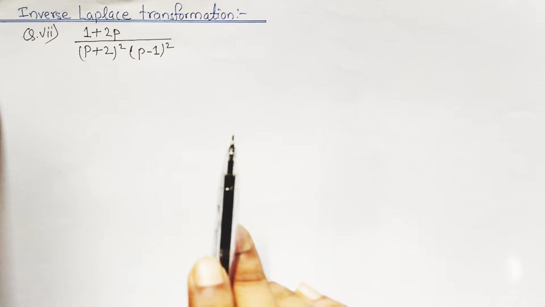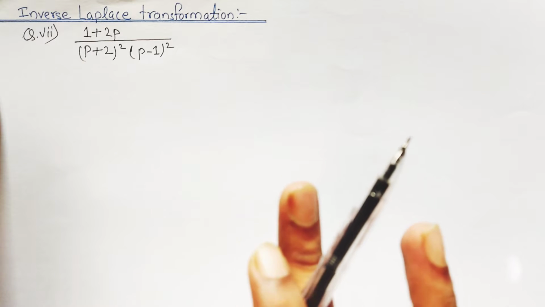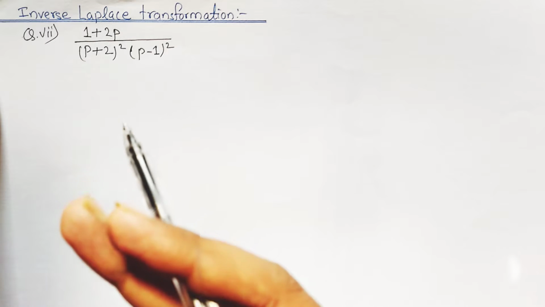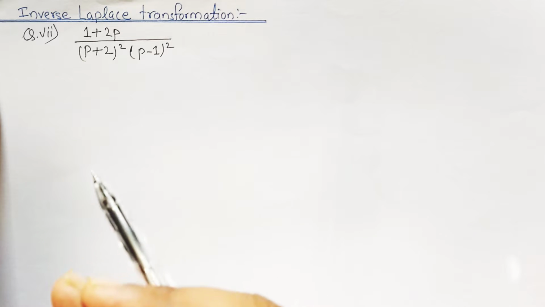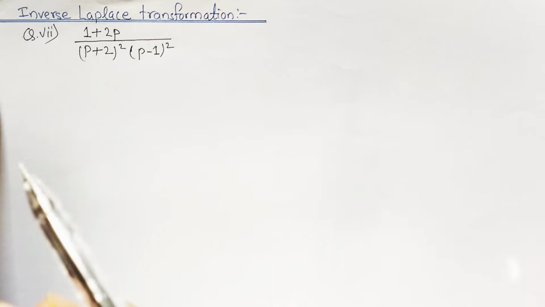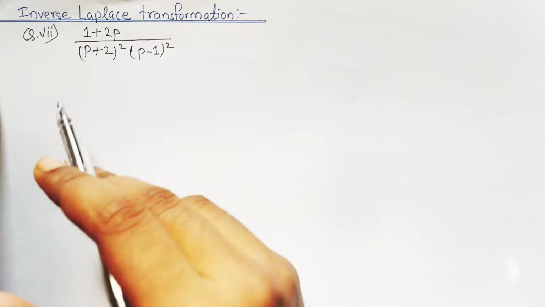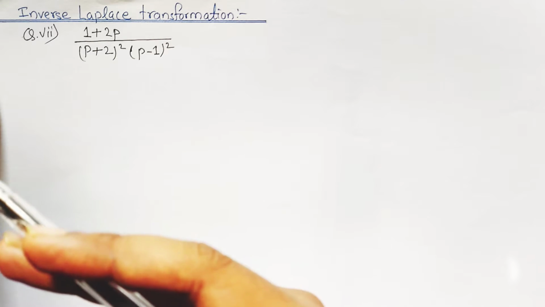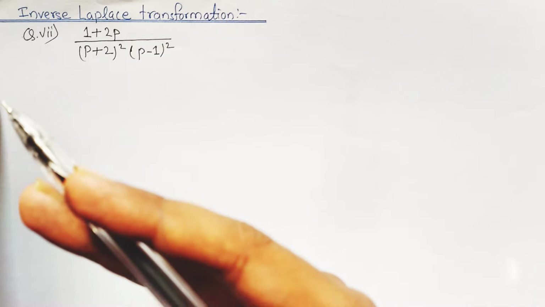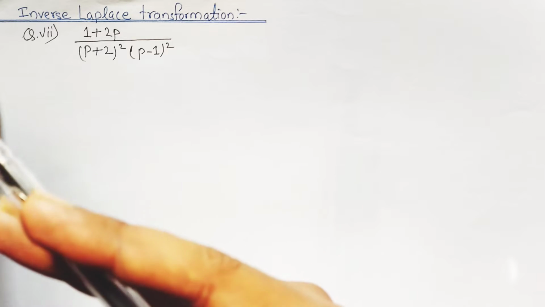We have studied how to solve inverse Laplace transformation problems based upon the partial fraction concept, and we have already solved some numericals when the denominator has linear factors. Now this is the second type of question, when the denominator has repeated linear factors. I have also dealt with the concept of partial fractions of different types, like when the denominator has a linear factor, a repeated linear factor, a quadratic factor, and an improper fraction.